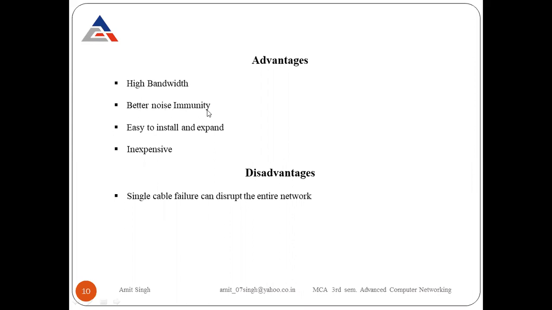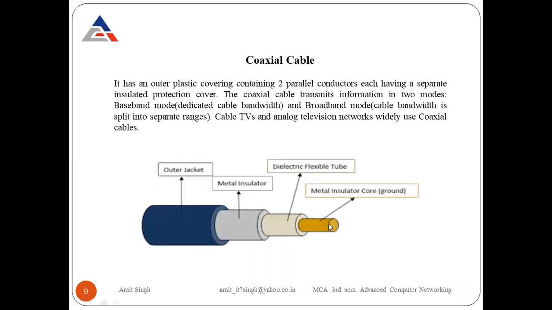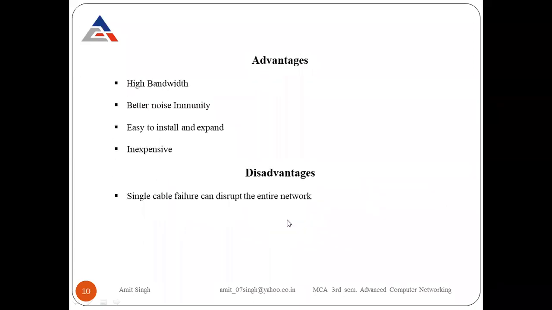Second, better noise immunity. Look at the diagram, this copper wire is covered by these three layers. Automatically it is less susceptible to noise. If it is less susceptible to noise, it has better noise immunity. The immunity is strong as compared to the noise.